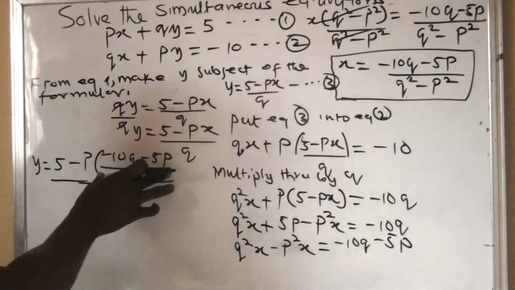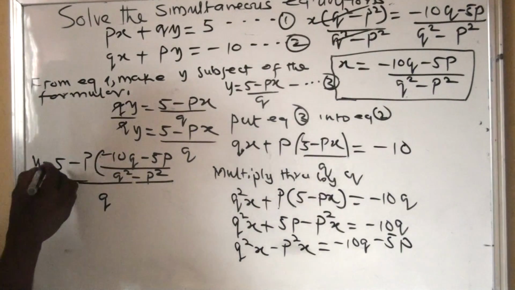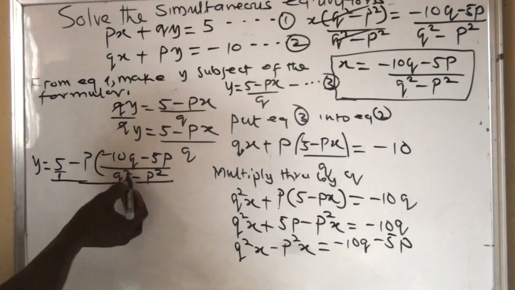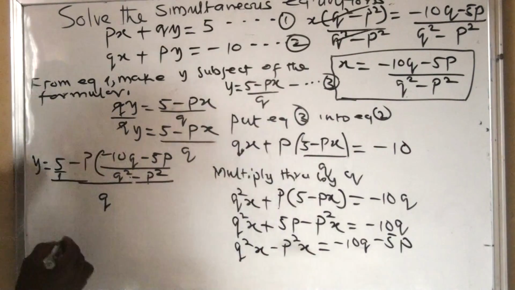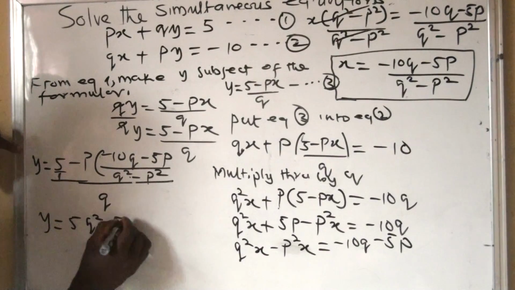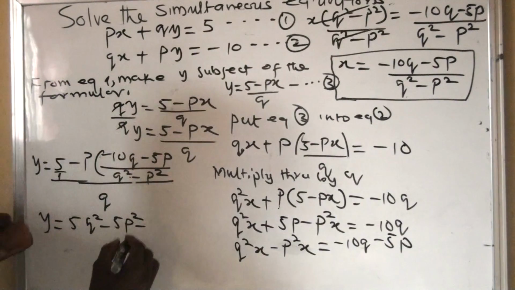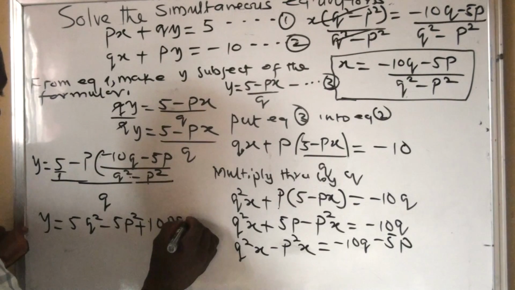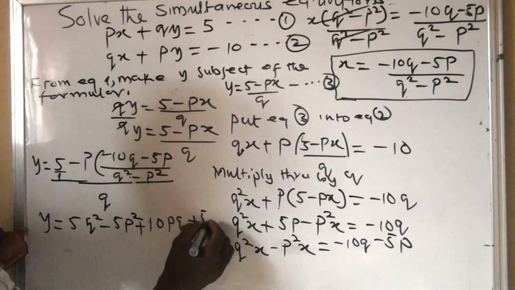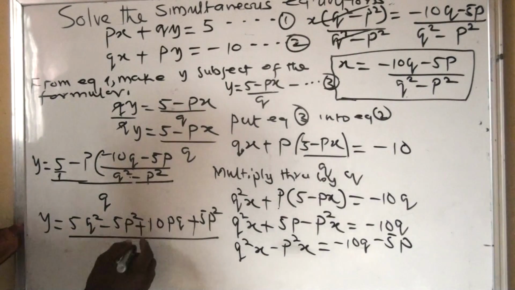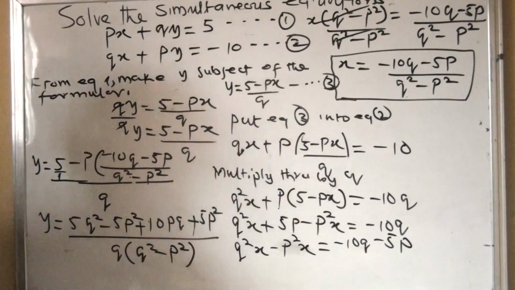Okay, it is now left for us to simplify this. This is a fraction already. So how do we do this? It is to multiply through by q squared minus p squared. And if we do that, y becomes 5q squared minus 5p squared, plus 10pq, plus 5p squared, all over q open bracket q squared minus p squared.